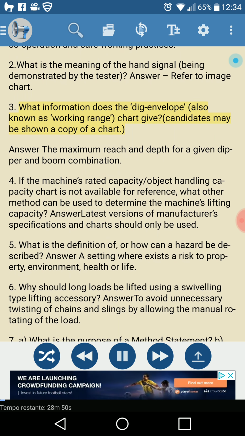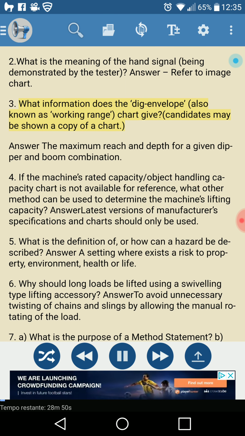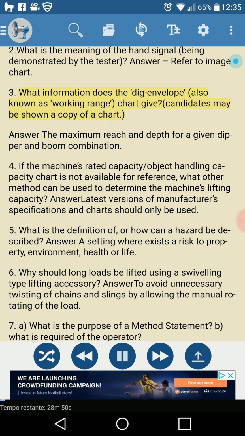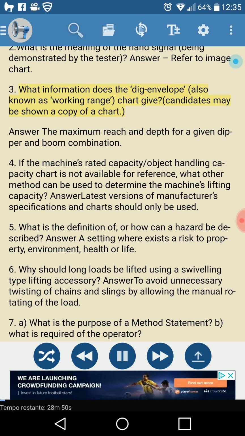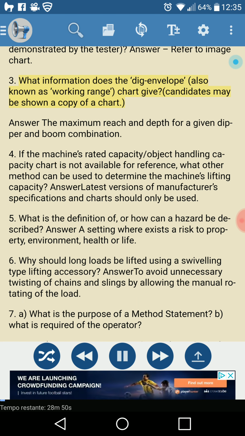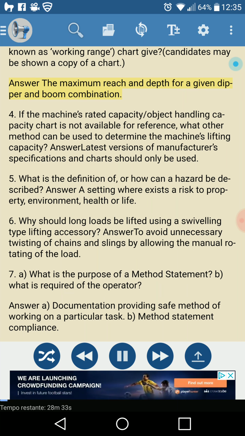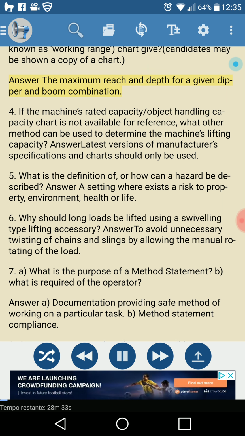3. What information does the dig envelope, also known as working range chart, give? Candidates may be shown a copy of a chart. Answer: the maximum reach and depth for a given dipper and boom combination.